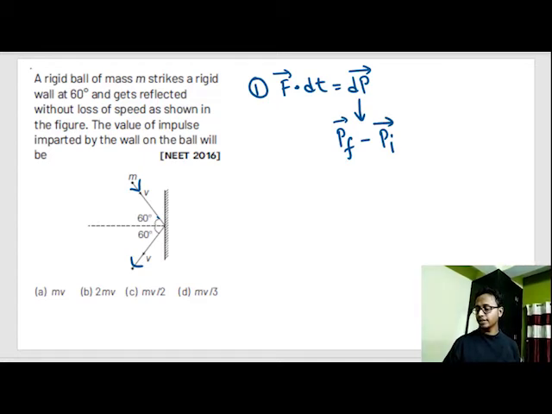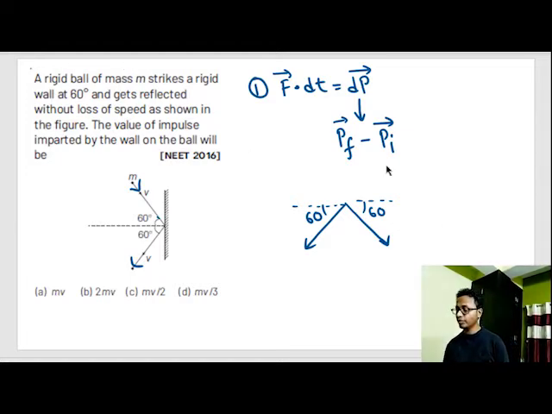Now let's see the direction of final momentum. Final momentum is this side, making an angle of 60 degrees. Initial momentum is this side, making an angle of 60 degrees. But since this is minus of initial momentum, we have to reverse the direction of initial momentum, and the resultant is tail of first vector to the head of second vector.